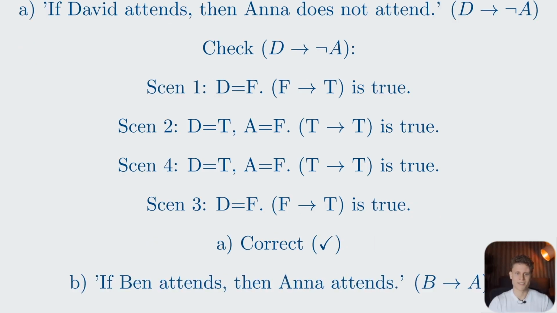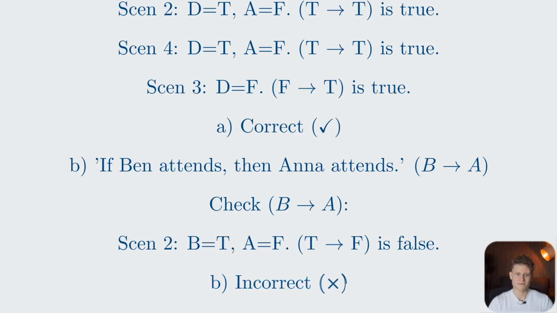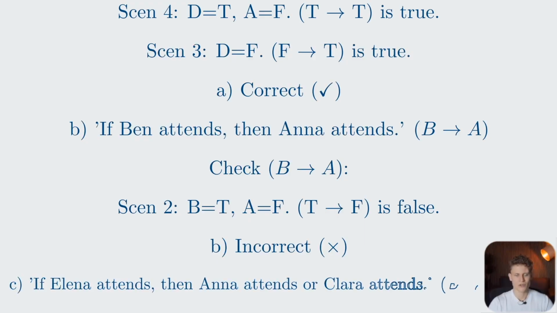Next statement B. If Ben attends, then Anna attends. In logic, this is B implies A. We're looking for any scenario where Ben attends, but Anna does not. Let's check scenario 2. Here, Ben attends, B is true, but Anna does not attend, A is false. The statement true implies false is false. So we have found a counterexample. Statement B is incorrect because it's false in at least one scenario. It's not necessarily true.